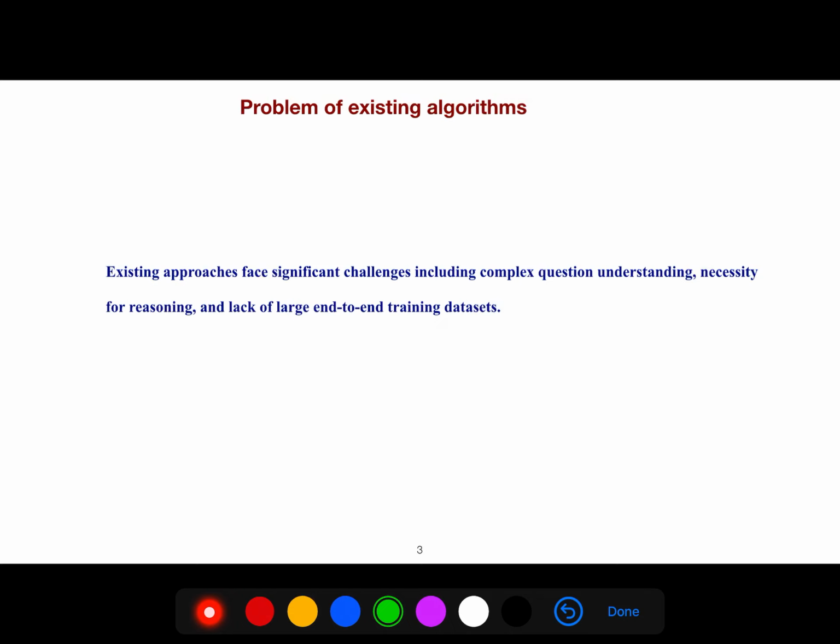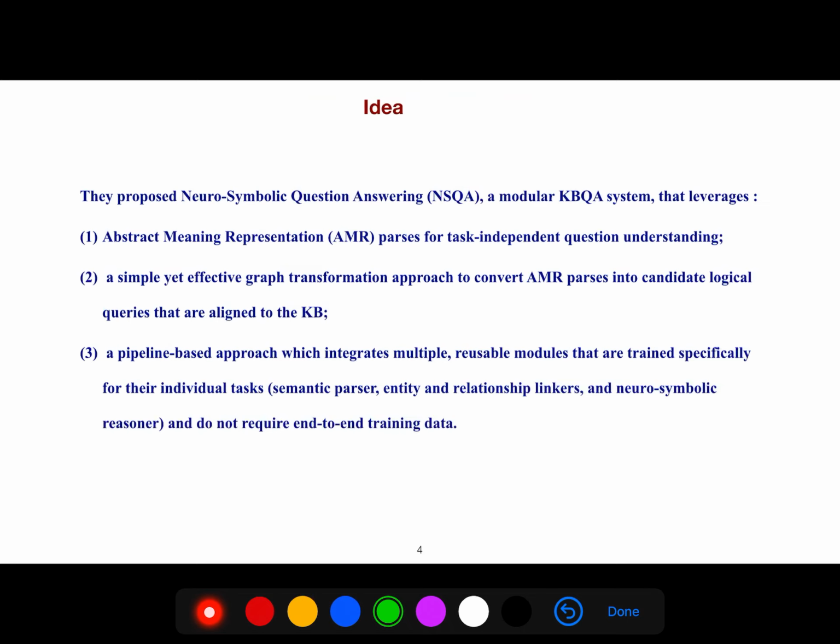So what is the idea of this paper? They propose neurosymbolic question answering, a modular knowledge-based question answering system that leverages first AMR parsers for task-independent question understanding. So it's a system of systems, as they pointed out in another article from IBM again. It's a system of systems.